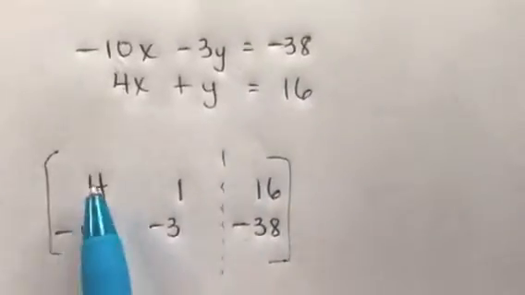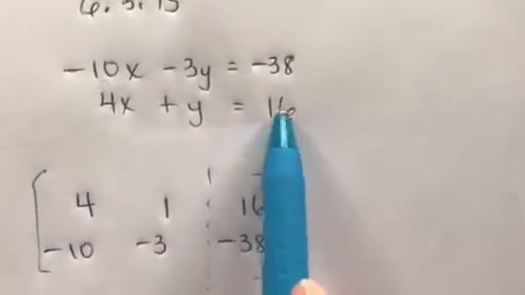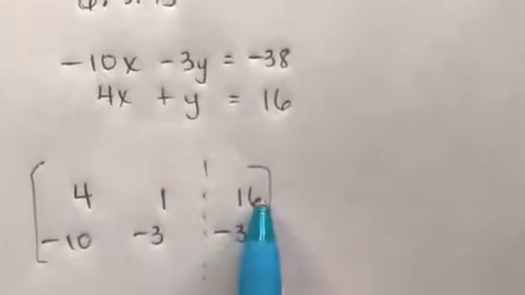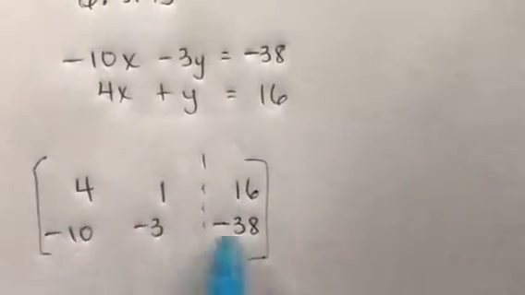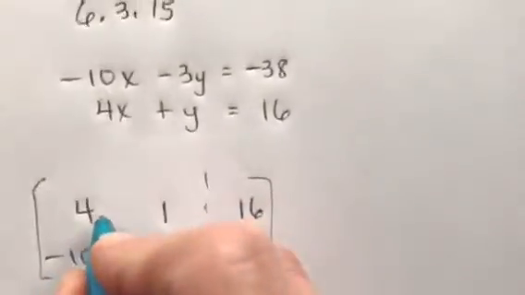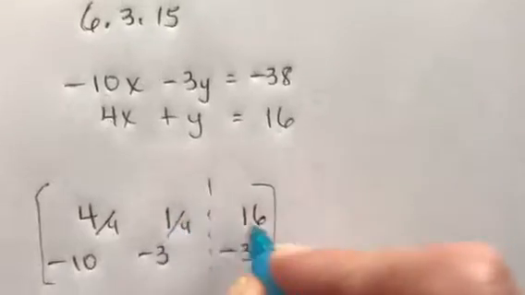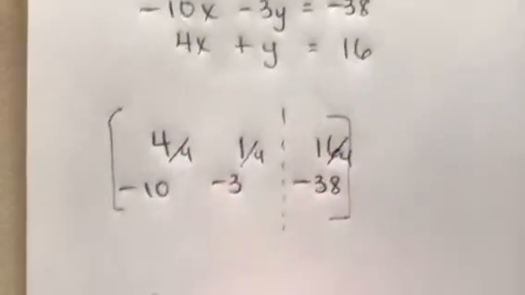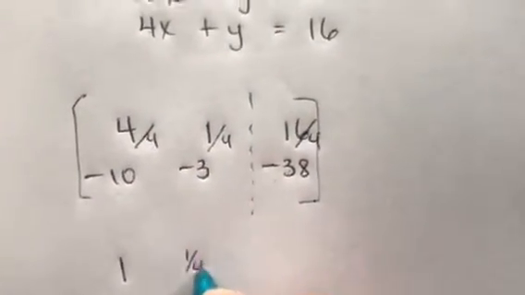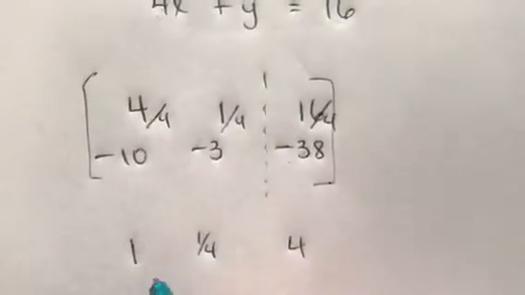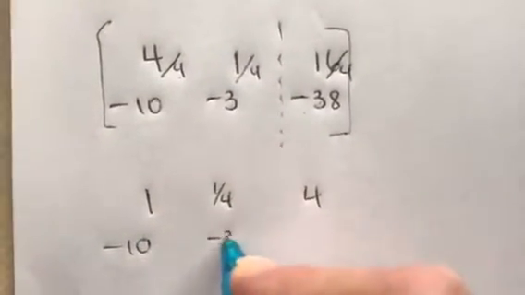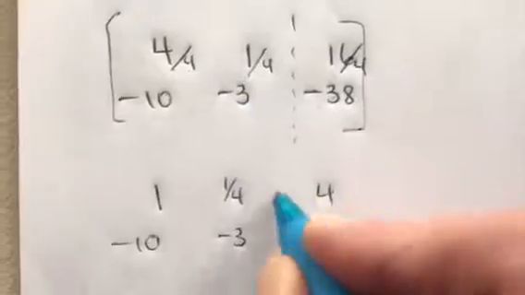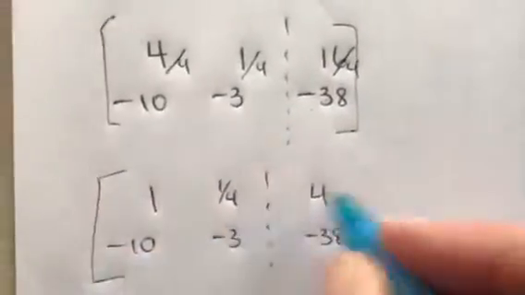So what I did is I rewrote this, but I'm going to put this guy on top. So look, I have 4, 1, 16. This gives me negative 10, negative 3, negative 38. So it doesn't matter. I'm going to divide all these by 4 because that first term has to be a 1. So that gives me 1, 1/4, 4. And then I still have negative 10, negative 3, negative 38. Okay, so this is what it looks like so far.